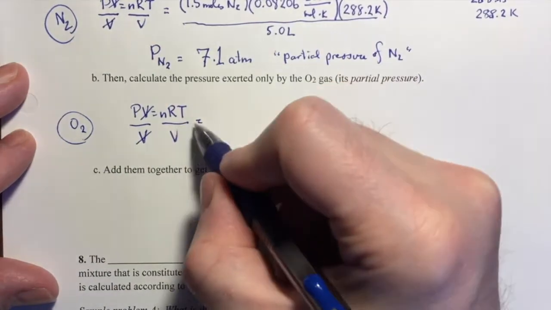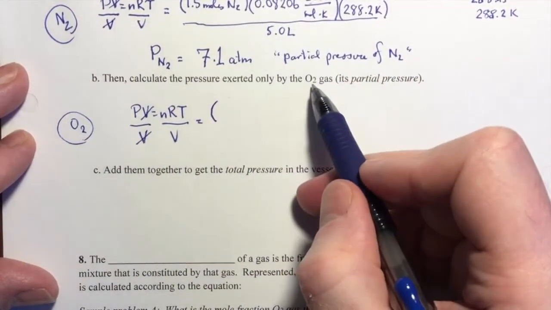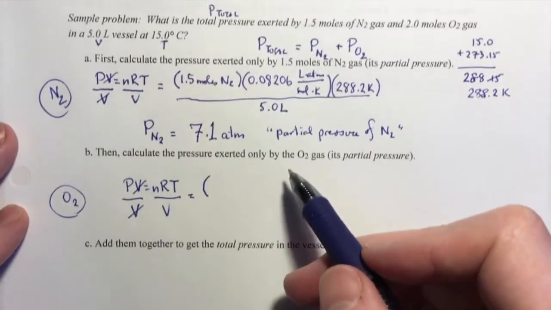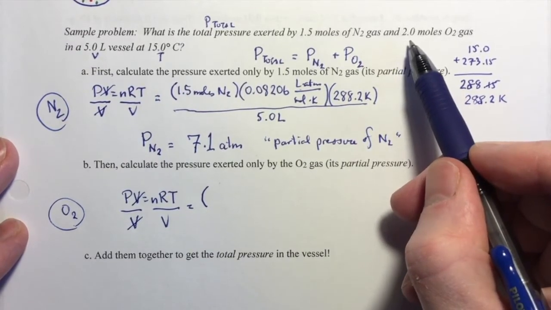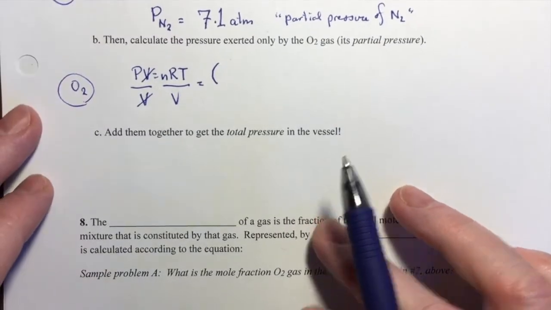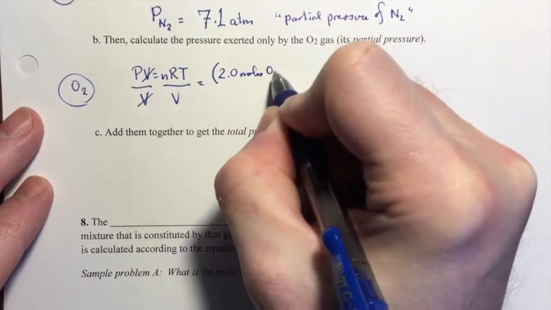And now I'm going to plug in the values. n, the number of moles of the oxygen gas. How many moles of oxygen gas are there? Well, I can go back up here and I can see in the problem, they told me that there were 2.0 moles of oxygen gas. So that's what I'm going to put in here. 2.0 moles of O2 gas.